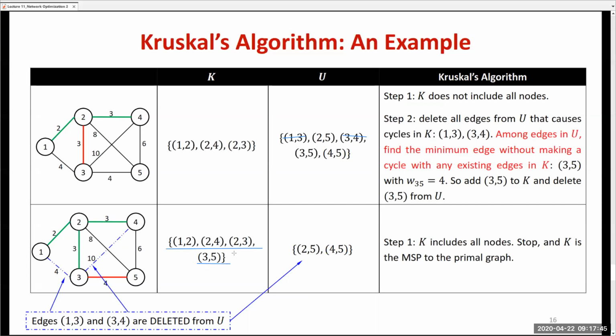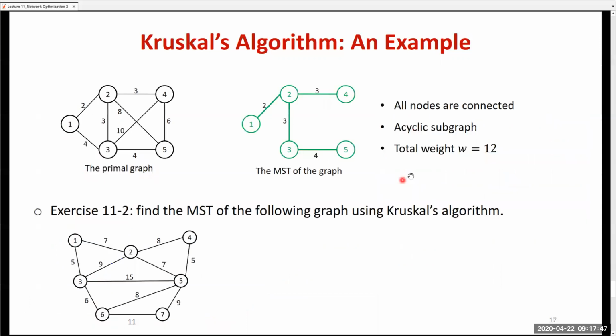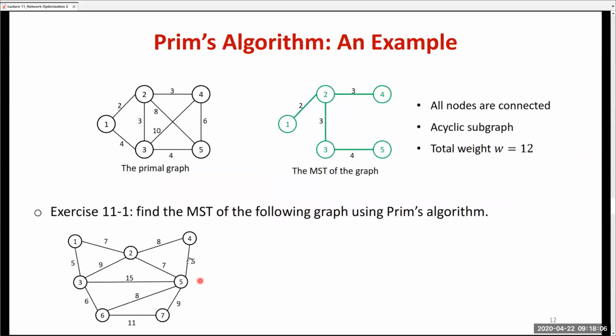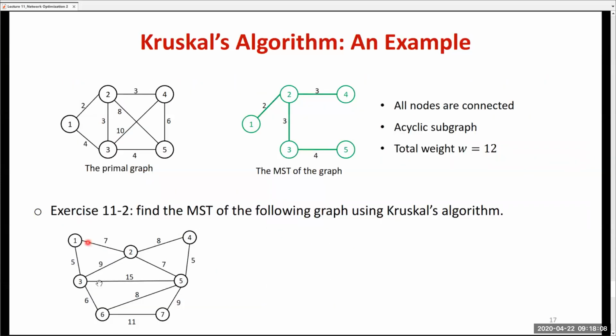Okay, which is given here. Any questions? No questions? Okay, and similarly, let's do an exercise. Exactly the same graph as the exercise left for Prim's algorithm here. But this time, please use Kruskal's algorithm to solve it and get the minimum spanning tree.